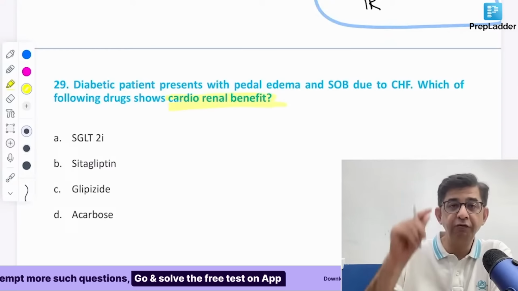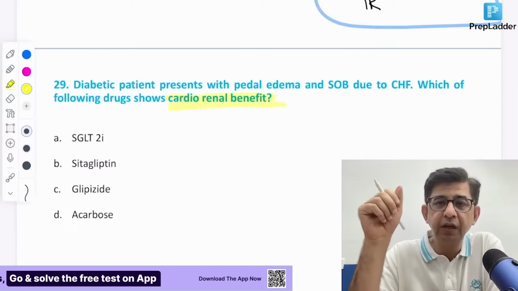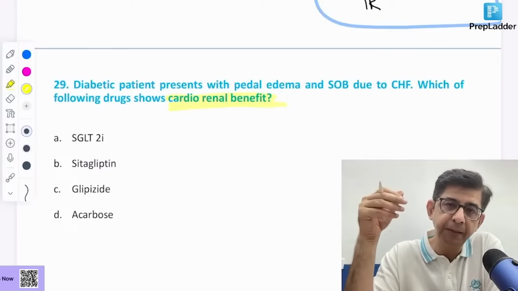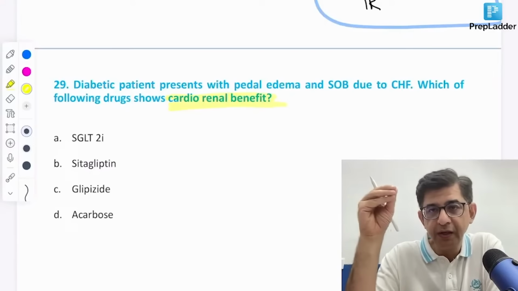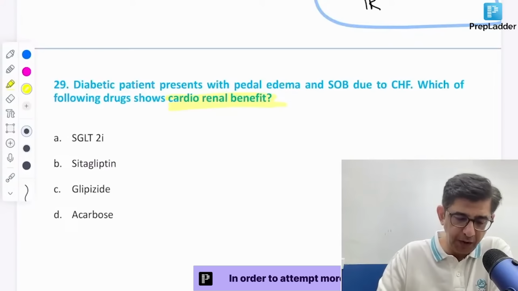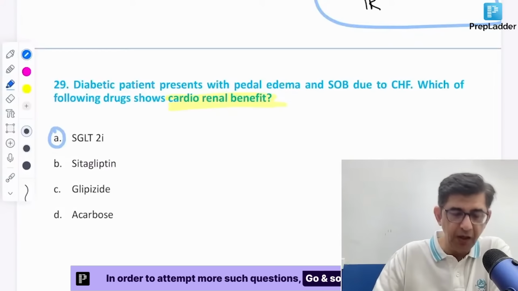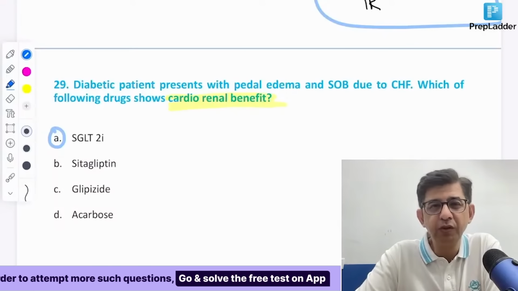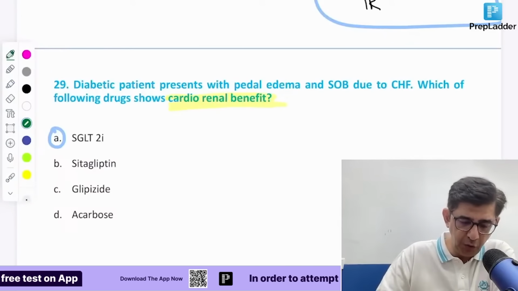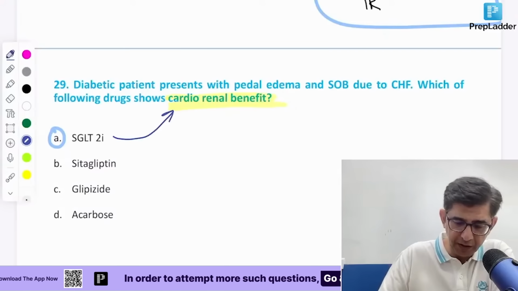If the question says which drug will reduce HbA1c, then the answer is obviously insulin. But if it says cardiorenal benefit, then your answer would always be SGLT2 inhibitors that would be used in this patient. Canagliflozin or empagliflozin has a cardiorenal benefit that we are usually going to exploit in our case.